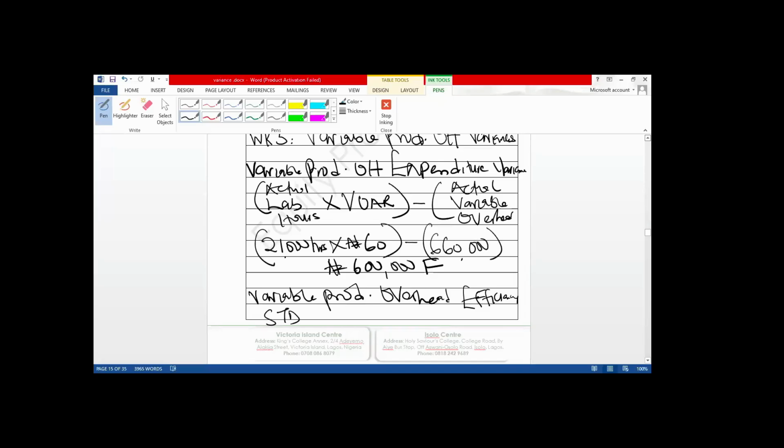Please don't do that again. Maybe you are interpreting wrongly. First, if you want to calculate your absorption rate, you don't use your actual variable overhead.